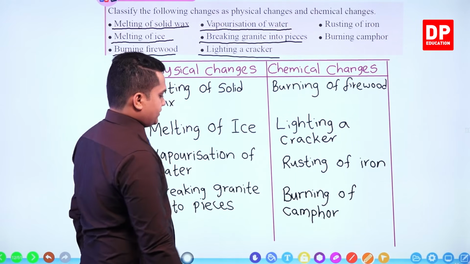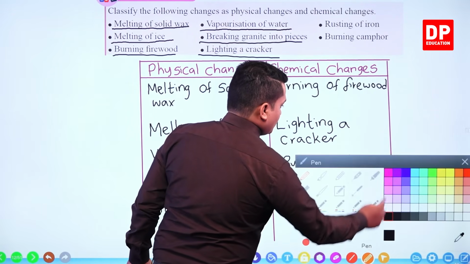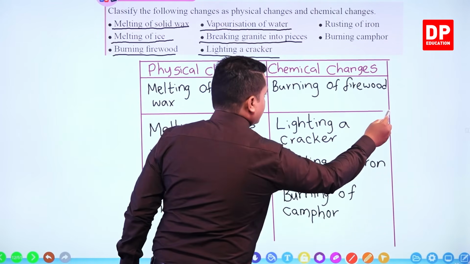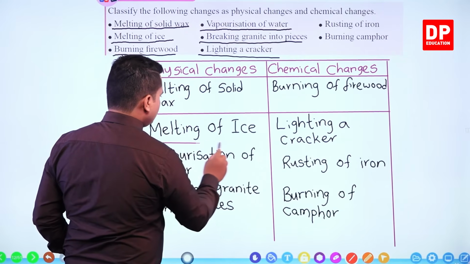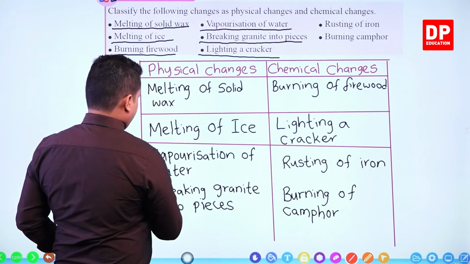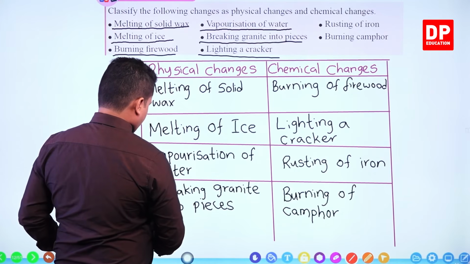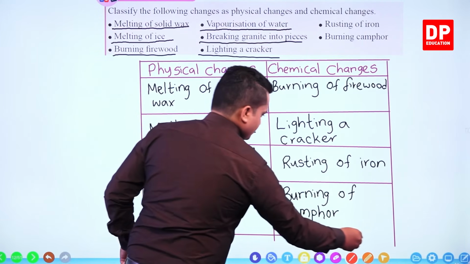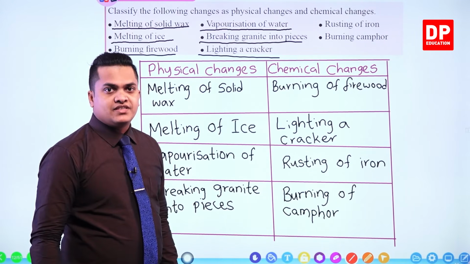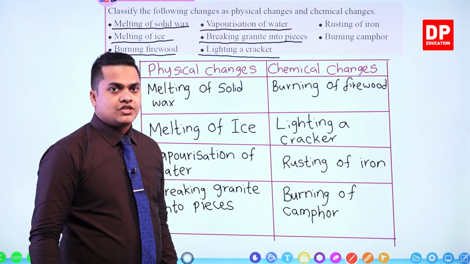Right. So these are the answers, my dear children, for the division process here. So we'll separate these things. So these are chemical and physical changes. Examples for chemical changes and examples for physical changes.